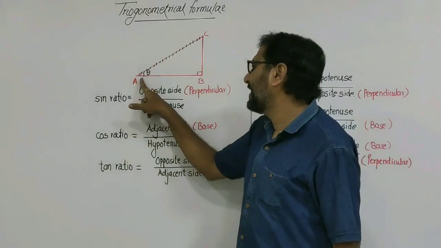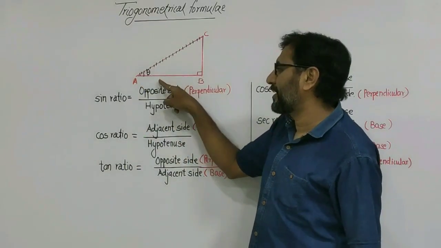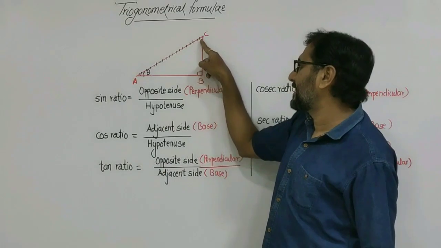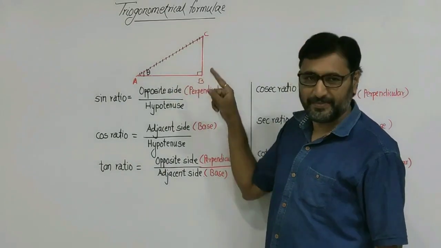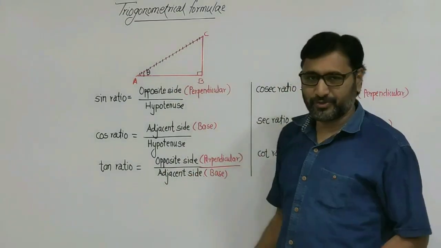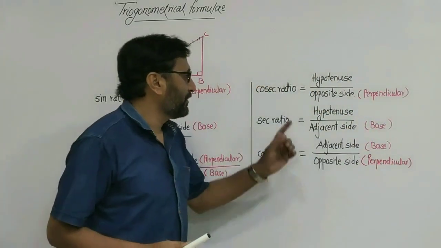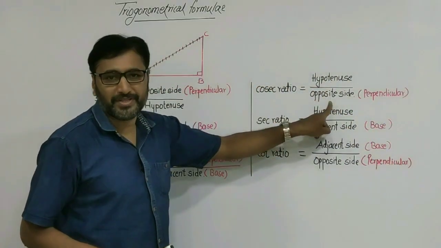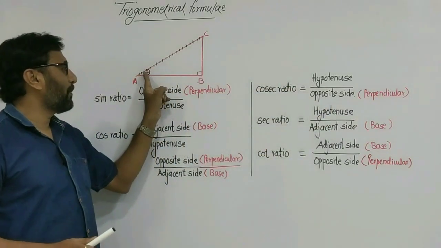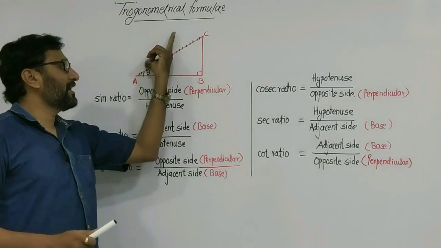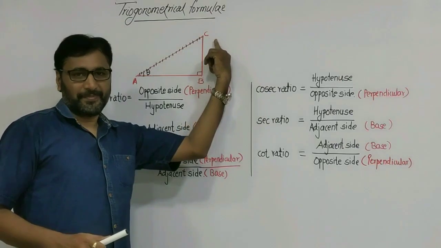How to find tan A? Tan A is equal to BC upon AB. How to find tan C? AB upon BC. Fourth ratio, fourth definition, cosec ratio is equal to hypotenuse upon opposite side. Cosec of A is equal to AC upon BC.